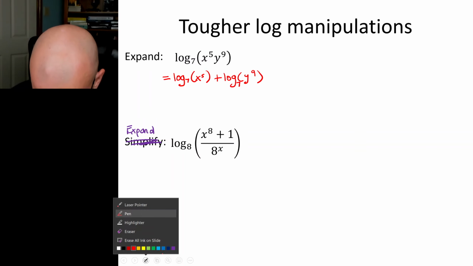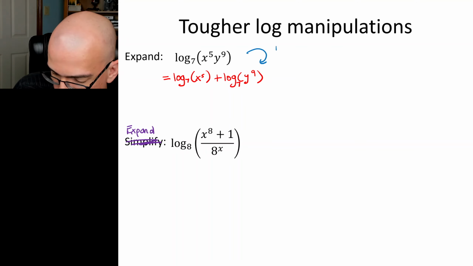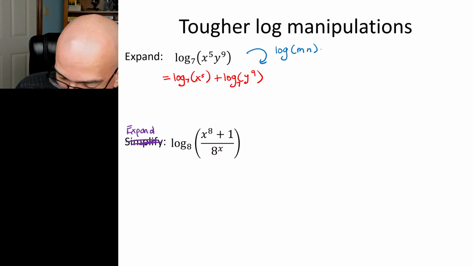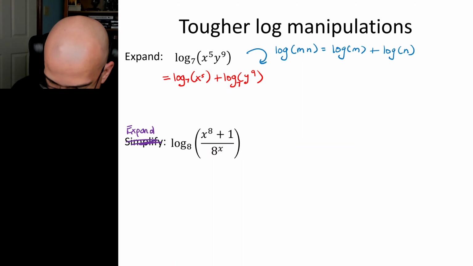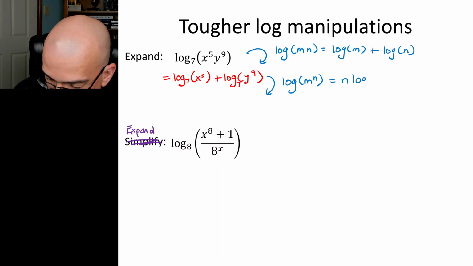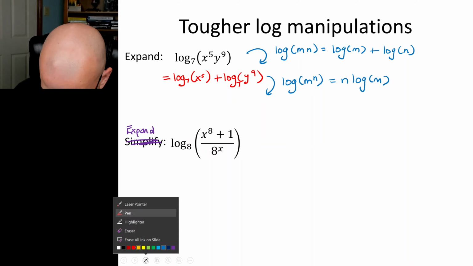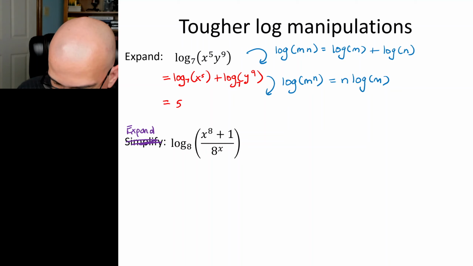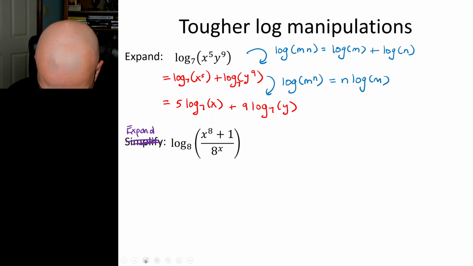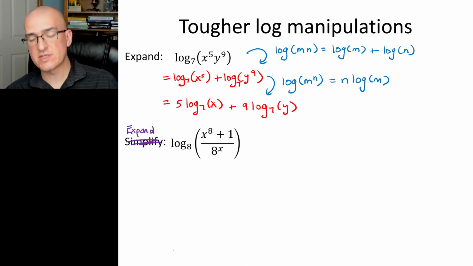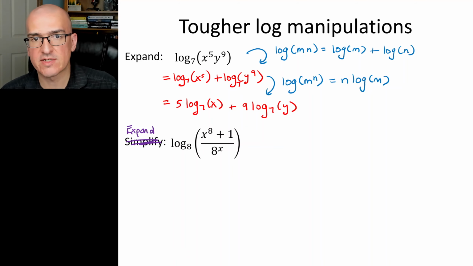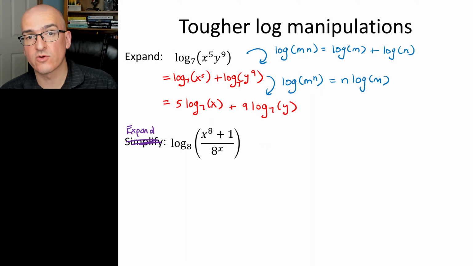Then I might as well write down that rule since there's space to do that here. So log of m times n is equal to log of m plus log of n. Then in the next step, we'll use this property, log of m to the power of n is n times the log of m. So 5 times log base 7 of x plus 9 times log base 7 of y. So what are we doing right now? Why are we manipulating these expressions? This is just practice. This is practice working with these log functions and these log rules.